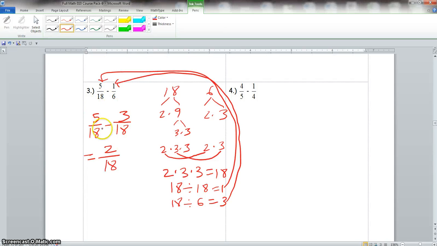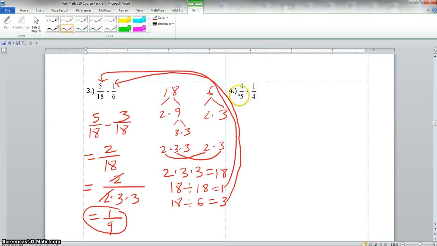Okay, class, we need to finish up problem number 3. We got down here to 2 over 18, but we need to simplify this. 2 is already prime, so our numerator would stay 2. Our denominator of 18, we already did the prime factorization, which is 2 times 3 times 3. These 2's here simplify, and since everything is simplified out in the numerator, your numerator would be 1. Your denominator is 3 times 3, which is 9. So your final answer is 1/9.